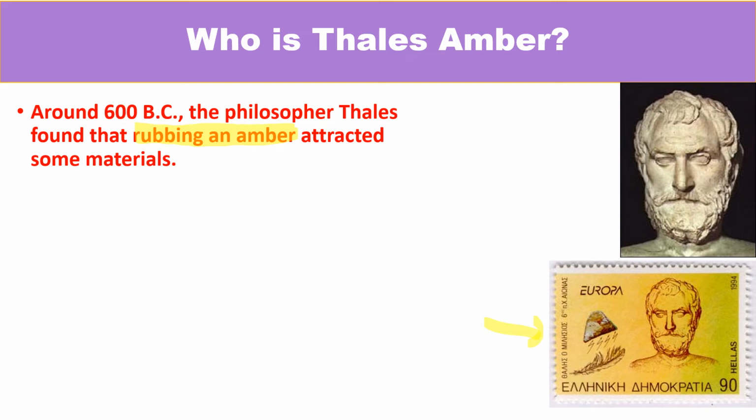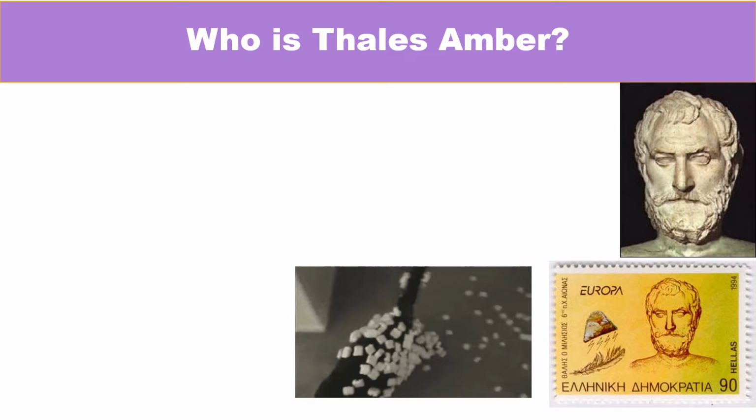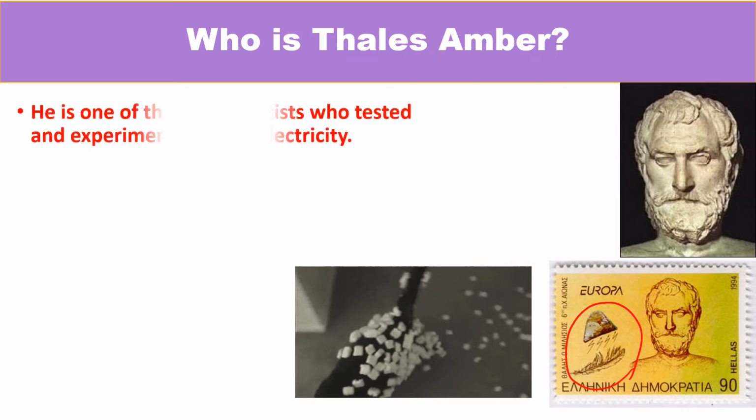In this picture, you can see that we have an amber, and the amber attracted a feather. By observing how these two materials attract each other by rubbing against each other, Thales was the very first scientist, even though he was more of a philosopher, but in ancient Greek times those boundaries were not that thick. He is one of the first people who tested and experimented with static electricity.